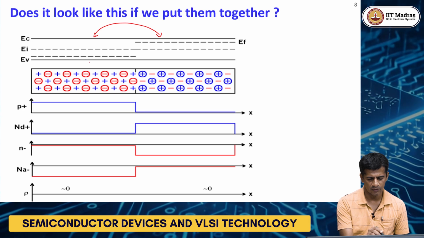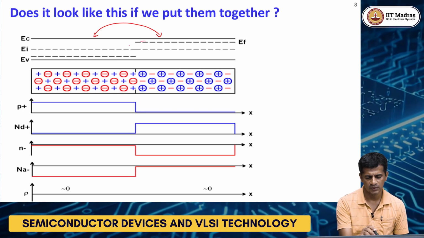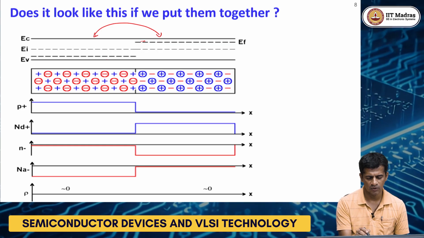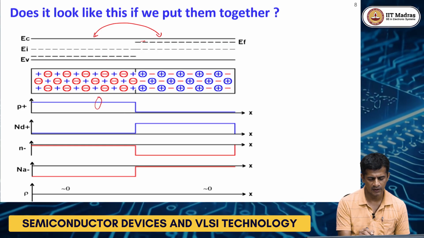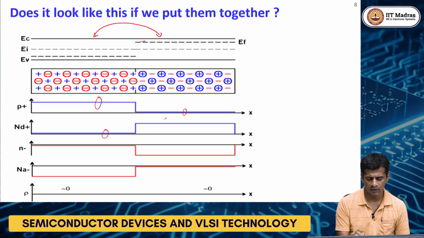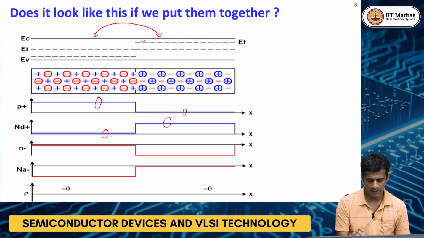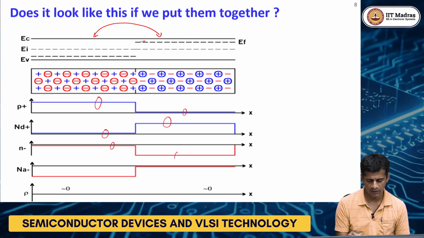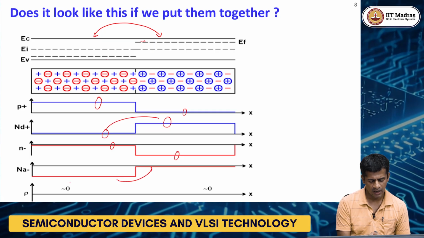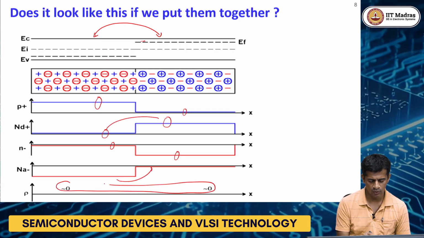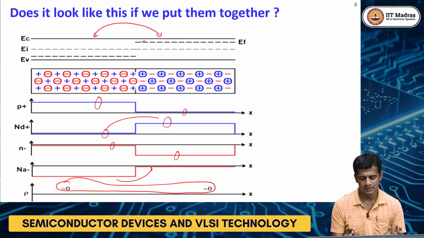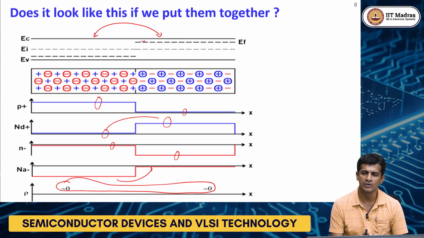For example, this is the energy band diagram, and you can see the Fermi levels are different. These are the charge profiles. Here you have a lot of holes, and very few holes here. Here you have few electrons, and here you have a lot of electrons. This is the donor concentration, and there is an acceptor ion concentration, and everywhere it is electrically neutral. So can this configuration continue to stay under equilibrium?